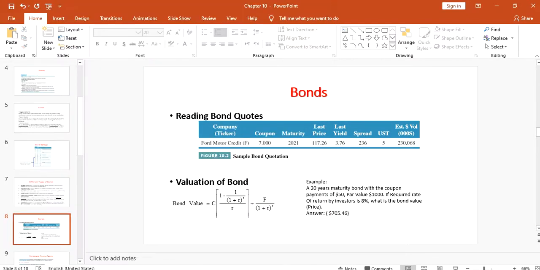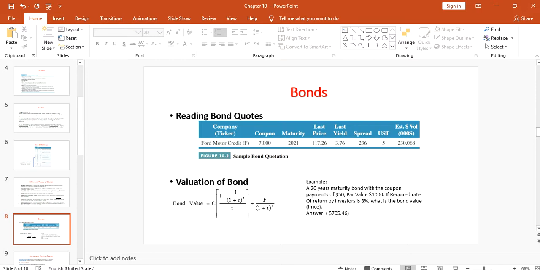And the last thing here is the volume. In thousands, it means 230 million of bonds are outstanding. It means Ford company at that time has owed or borrowed $230 million.